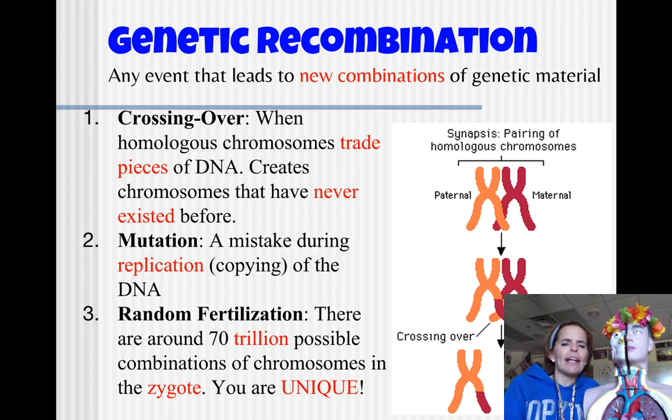And then finally, random fertilization. We never know which sperm and which egg are going to come together. There are about 70 trillion possible combinations of chromosomes in the zygote. So that means that each individual, you in this case, are very, very unique.